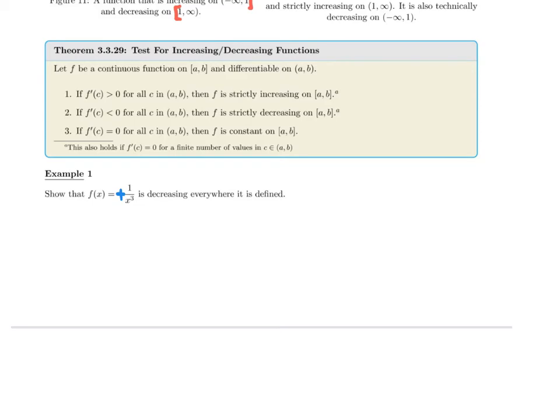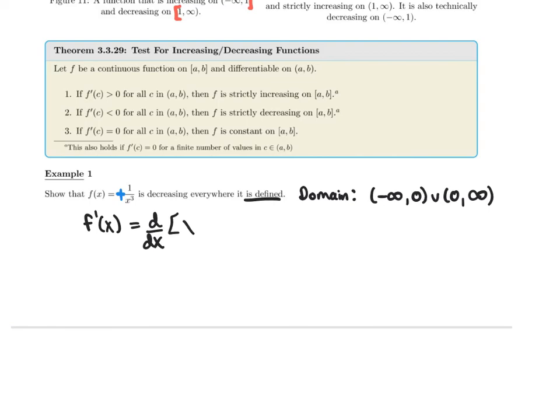The first thing that we need to do is figure out where is this function defined. So what is the domain? Well, the domain of 1 over x cubed is all x's that are not 0. So from negative infinity to 0, and then from 0 until infinity. Now, in order to use this test for increasing and decreasing functions, I need to find the first derivative. So f prime of x would be the derivative of x to the negative 3, which would be negative 3 x to the negative 4, or negative 3 over x to the 4th.